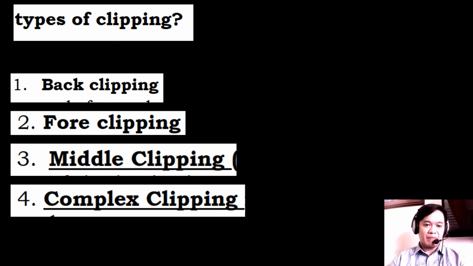Number 3, we have the middle clipping. Pag sinabi namang middle clipping, natitira yung gitnang bahagi ng salita. Okay? So number 4, we have the complex clipping. Ito yung mga compound words, mahahabang salita na pinaiksi nila. Kagaya ng kanina, sci-fi. Dapat yung science fiction, mahaba. So pinaiksi niya yung compound words, naging sci-fi.